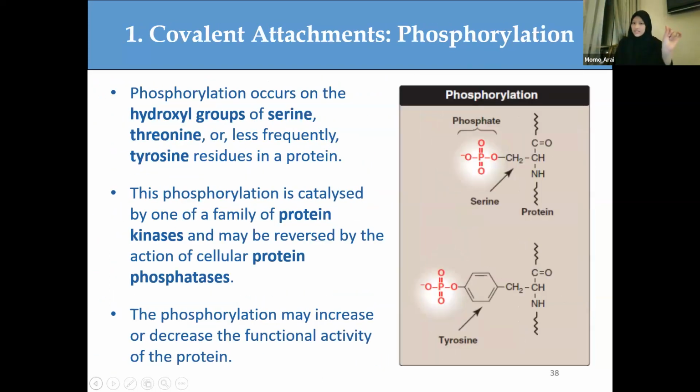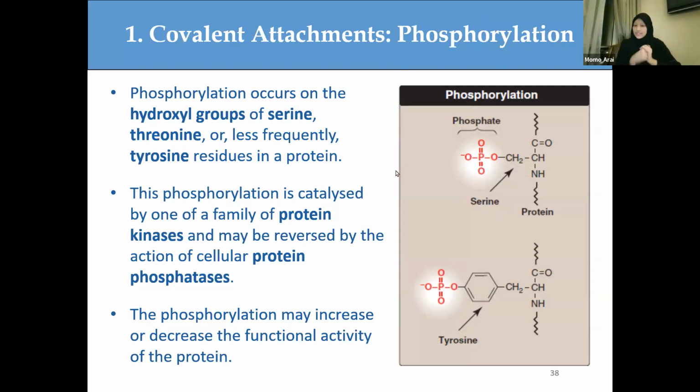So for these attachments, the main important thing you need to memorize is the amino acids that undergo all these changes, because they're different for each. For example, the hydroxyl groups of serine, threonine, and tyrosine, the two T's and the S, are for phosphorylation. That means phosphate groups can be attached to these amino acids. So this is serine, and this is tyrosine, and phosphate groups are attached to it.